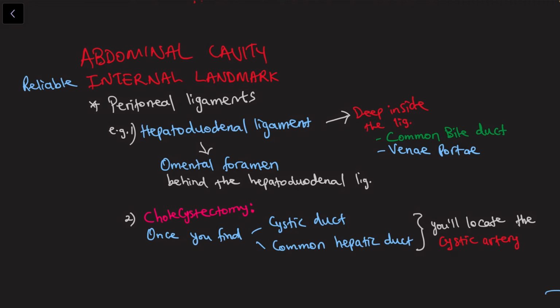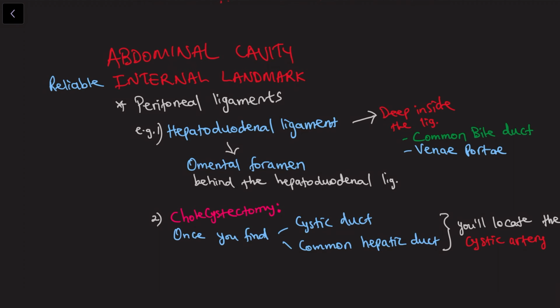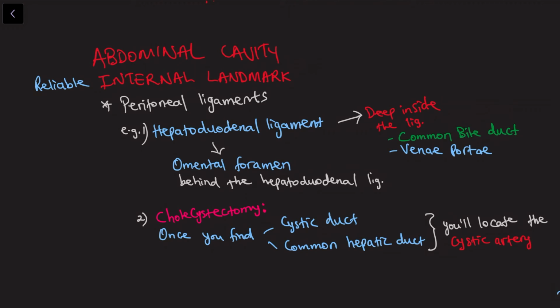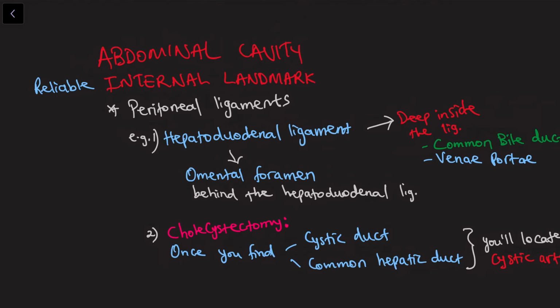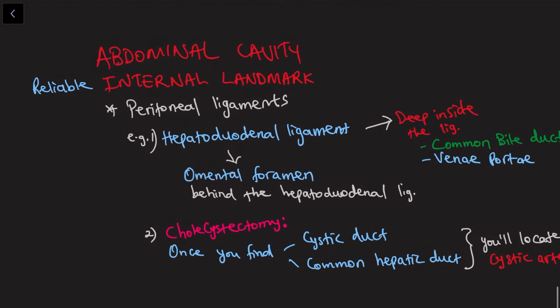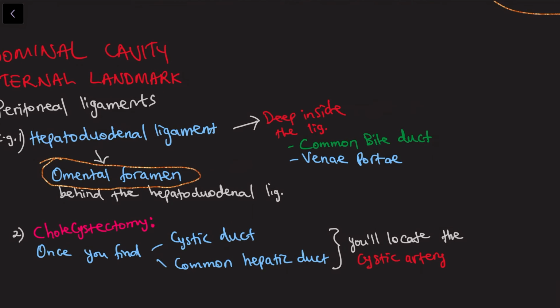Now, within the abdominal cavity, you have some very reliable internal landmarks. Which ones? For example, the peritoneal ligaments. For example, the hepatoduodenal ligament, which is a peritoneal ligament. Once you find that ligament, then behind it you have the omental foramen, foramen omentale. So once you find the hepatoduodenal ligament, that is a landmark for you. You just look behind it, and you find the omental foramen. Deep within the hepatoduodenal ligament, you also find the common bile duct and the vena portae, the portal vein.